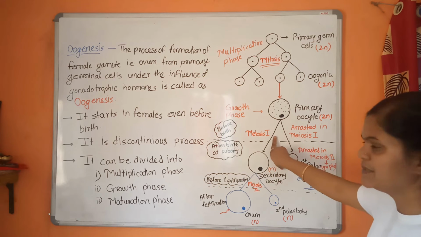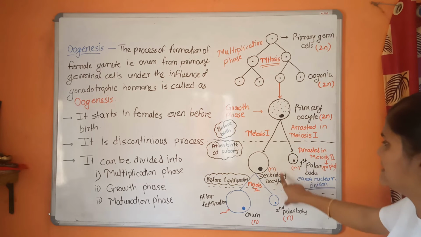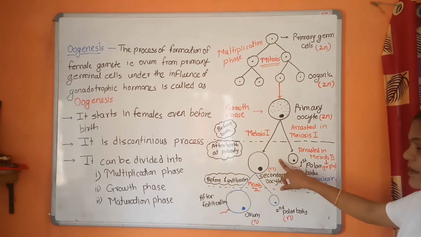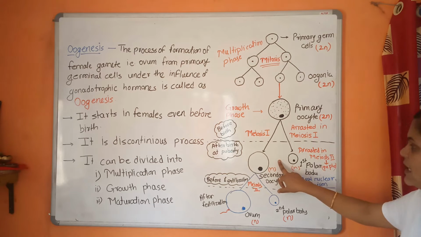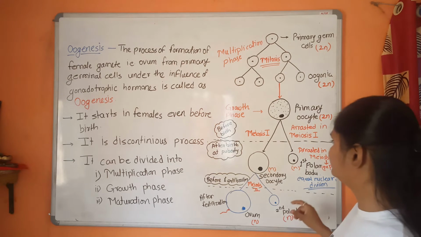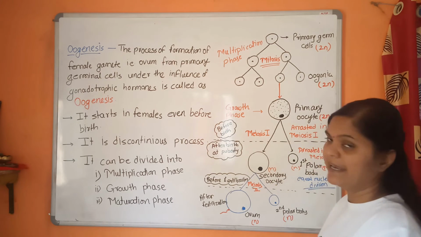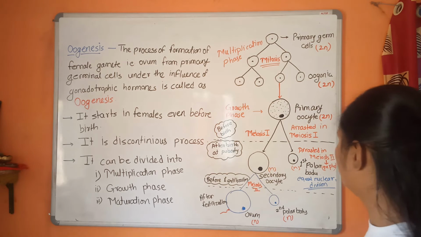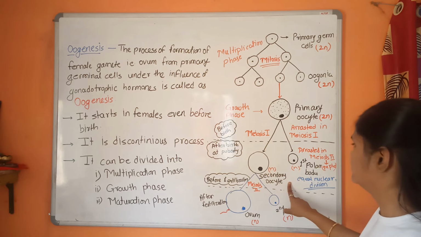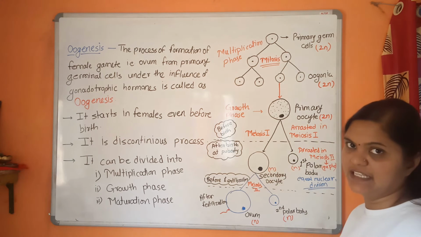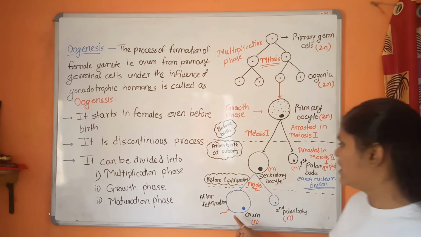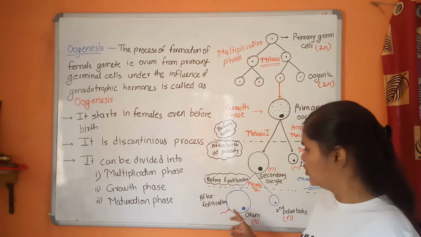Okay, it completes its meiosis 1 and then it produces the secondary oocyte and this polar body. So in the menstrual cycle, on day 14, this Graafian follicle is ruptured and the secondary oocyte is released. Okay, so this process takes place before fertilization. Now, the secondary oocyte is released from the ovary and the second meiosis has not taken place yet. So the second meiosis takes place only when sperms enter the female vagina.